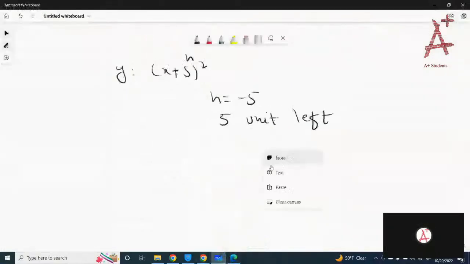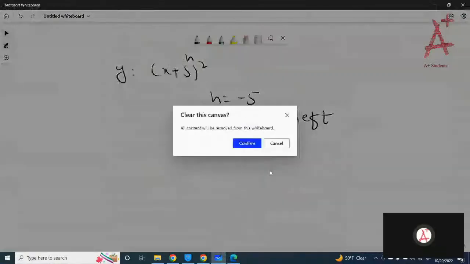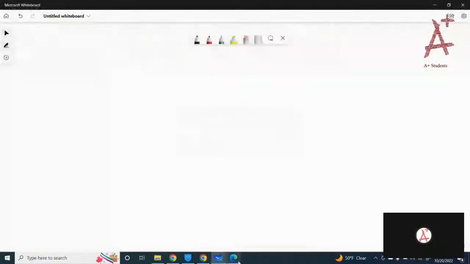Question number 4a: y equals negative x square plus 9. Okay, we need to see what types of transformations are applied on the graph. Got it?